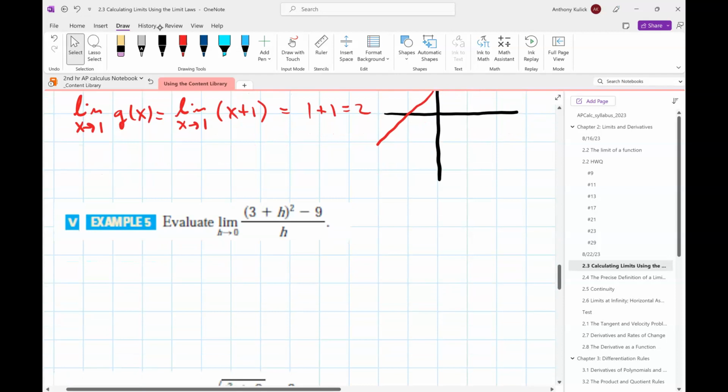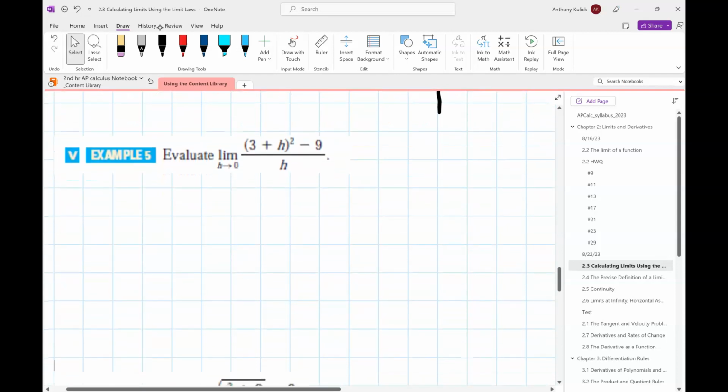All right, let's take a look at this next example. Can we do direct substitution on this? That's probably our first shot, right? Yes. What do we get if we do direct substitution? Wait, we can't. We get 0 over 0, right? I'd get 3 plus 0, which is 3 squared, that's 9. 9 minus 9 is 0 over 0. Oh, no. Okay, so what should we do then?